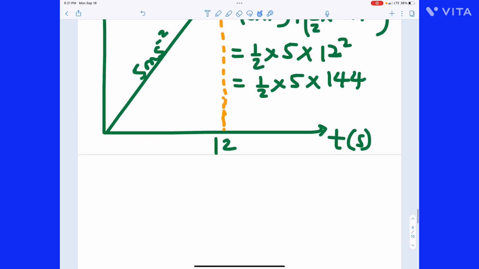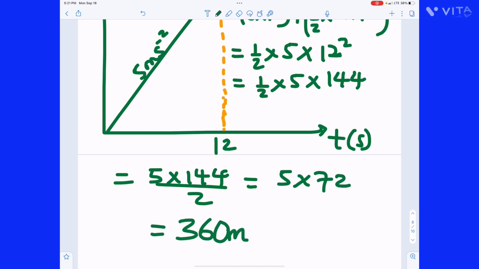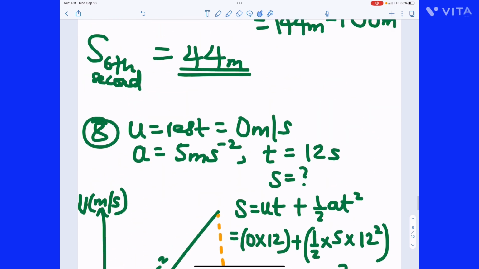Half times 5 times 144. What does that give me? I'm trying to manage my space not to waste it. That's 5 times 144 over 2. And that's 5 times 72. That's 360 meters. The distance traveled during that motion is 360 meters.